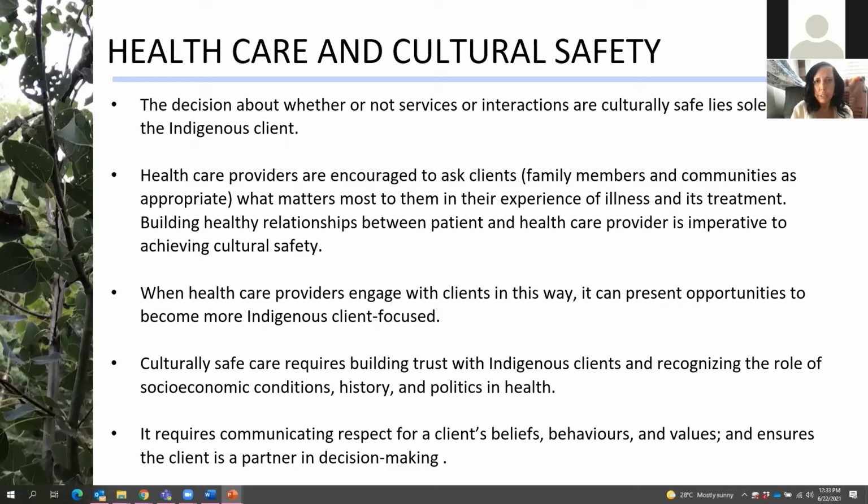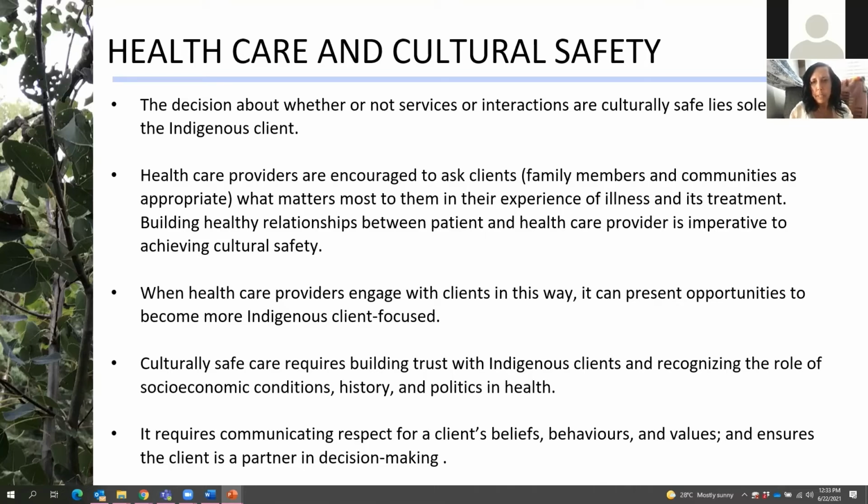So healthcare and cultural safety. Healthcare providers are encouraged to ask clients, family members, and community members to ensure that it is communities that hold the power when it comes to healthcare. And this is a real shift. So ensuring that their experience of illness and its treatment is built on healthy relationships between patient and healthcare providers, and that is imperative to achieving cultural safety.